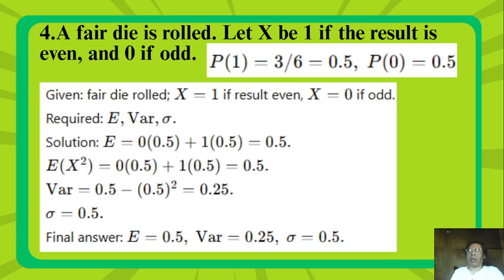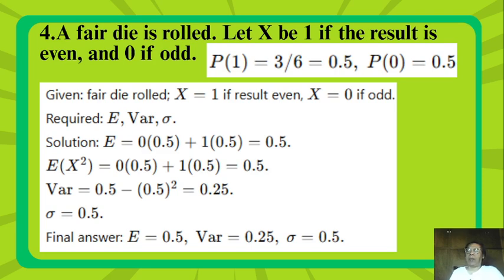So why is it 0.5? Let x be even; even is 1. So how many evens do we have in our pair of dice? We have 2, 4, 6. So there are 3 outcomes, divided by the total outcomes, 6. That's why we have 3/6, and the probability of 1 is 0.5.